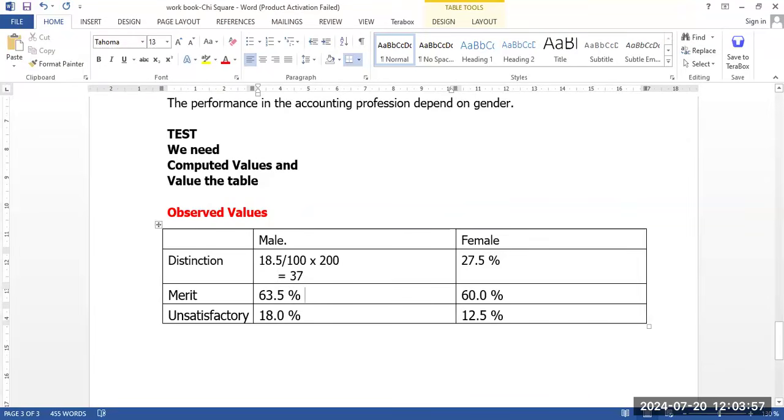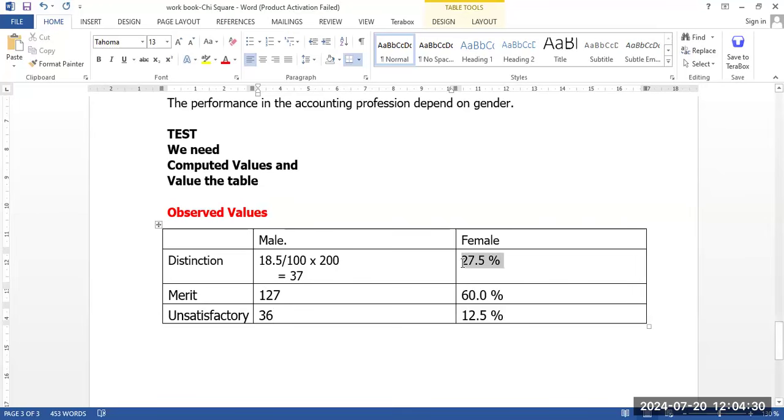What is it? 127. Just tell me. For female or merit? Merit is what? 127. This is 127. Then here, 36.